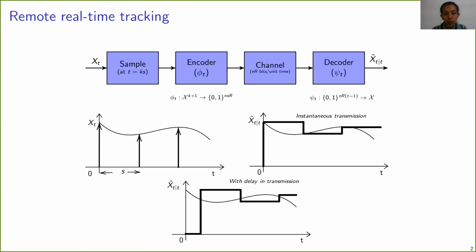So here we also illustrate how the same estimate might look with delay in transmission in the third figure. So we see that there is a trade-off between the precision with which we can encode each sample and the delay incurred in the reception of this information. We investigate this trade-off in this work.